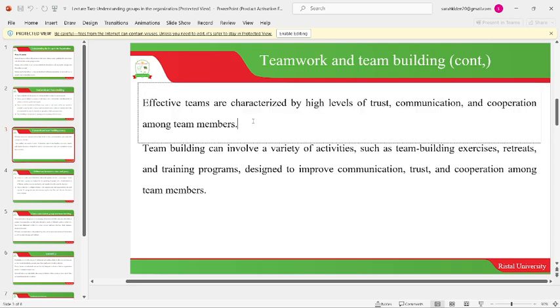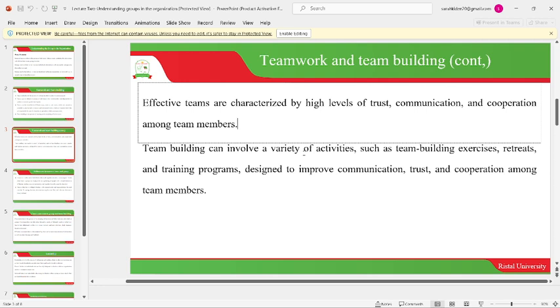Effective teams are characterized by high levels of trust, communication, and cooperation among team members. So when you want your team to be effective, there must be a high level of trust. You must trust each other within the team. If there is no trust, your team will not be effective. Communication, you have to communicate with each other within the team. Then cooperation, you have to work together. When you say let's do this, you do that. That is teamwork. You work on everything together among the team members.